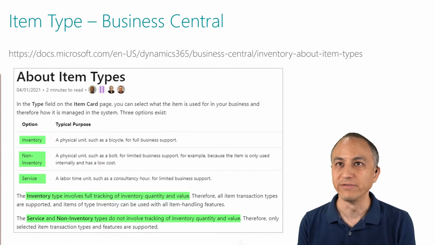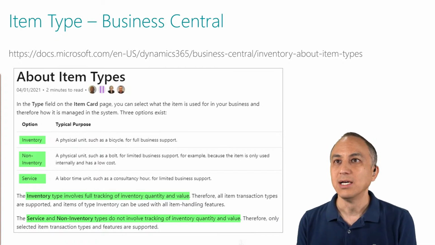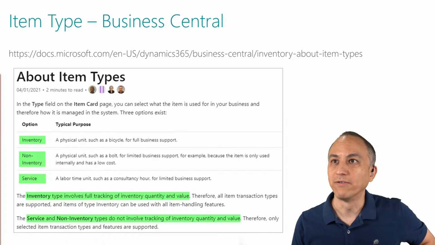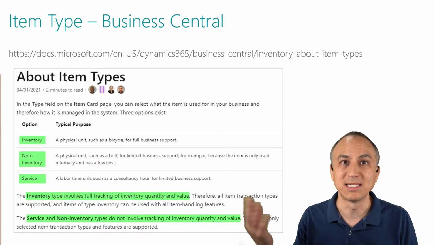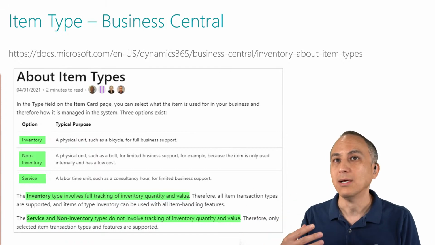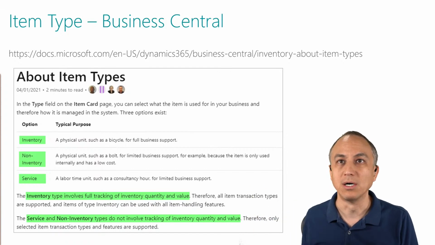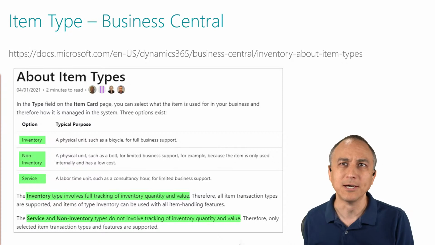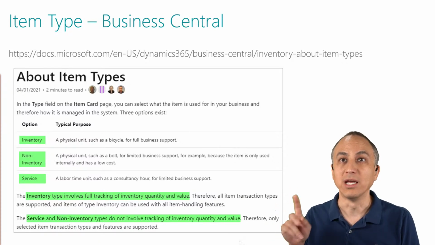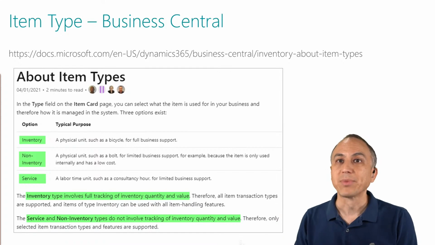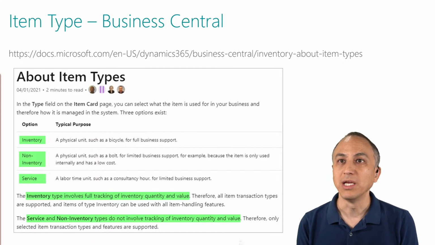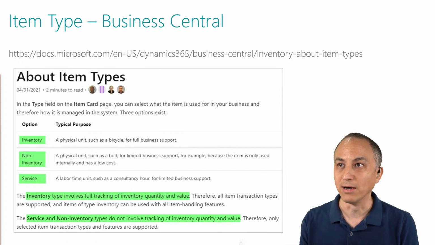And then we have service, a labor time unit, such as a consultancy hour for limited business support. So I would say like assembly, installation, a service call, something like that. Maybe that applies there. So this is a little different for me. Inventory, non-inventory, and service. Now, the inventory type involves full tracking of inventory quantity and value.